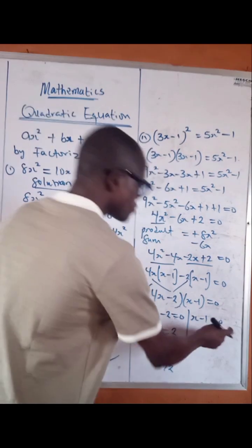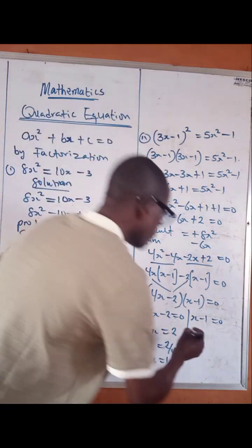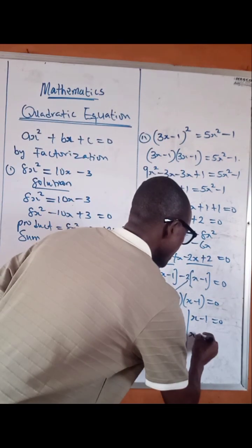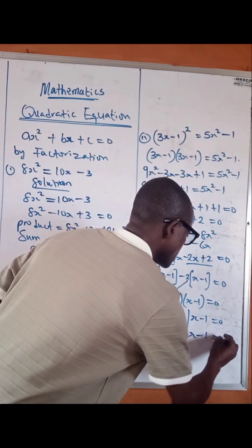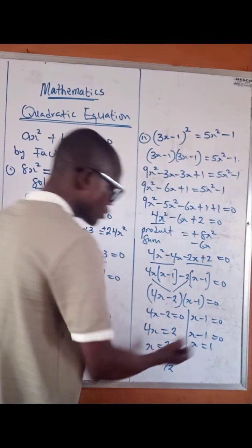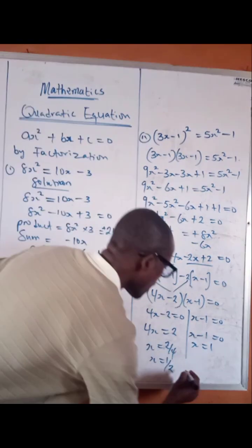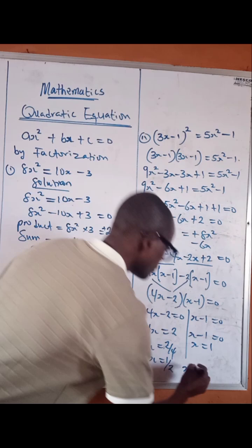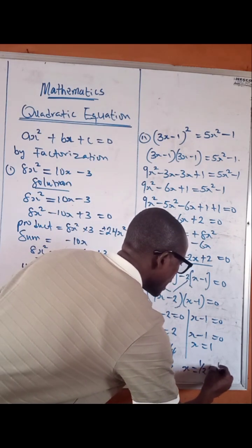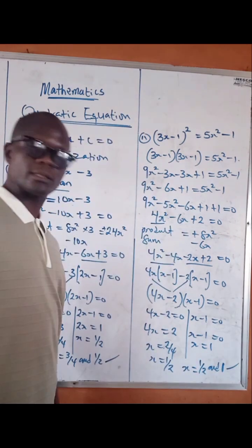At the same time, this one, when you equate it to 0, we have x minus 1 equal to 0. So, x equal to 1. So, let's bring the two answers together. We now have x equal to 1 over 2 and 1. So, that's the correct answer.